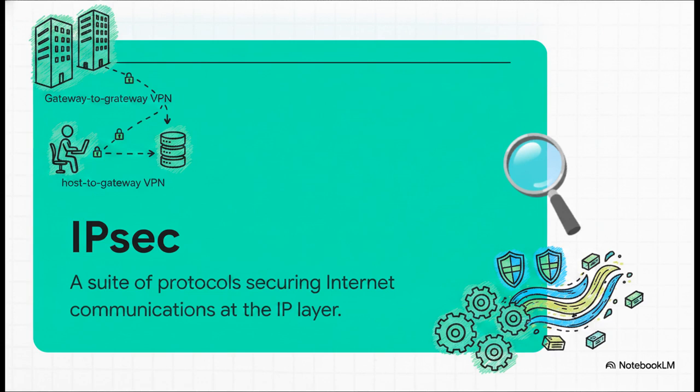And the fuel for that engine? That would be security associations, or SAs. These SAs are uniquely defined by specific parameters like your Security Parameters Index, the SPI, and the destination IP address. This is what guarantees every single packet knows exactly where it's headed and precisely how it's protected.